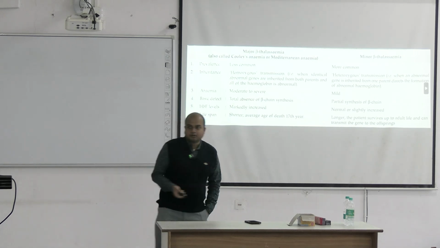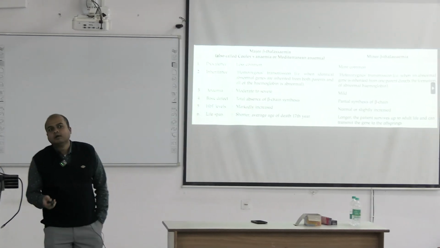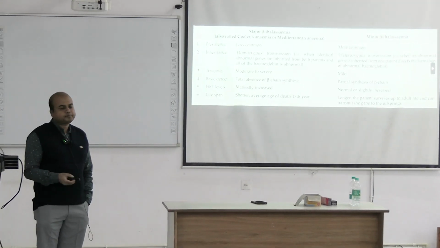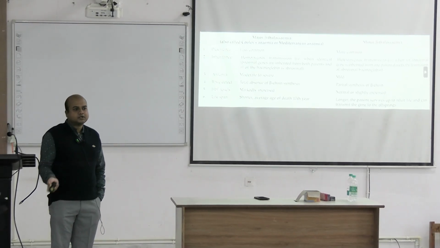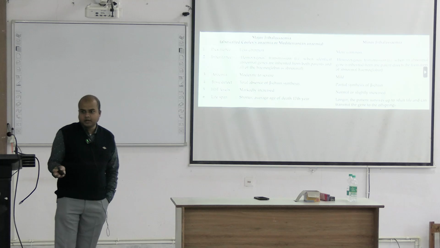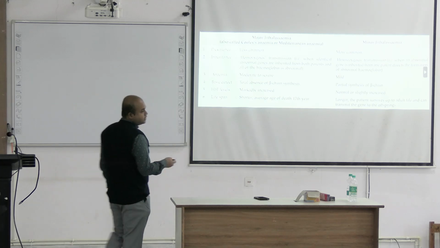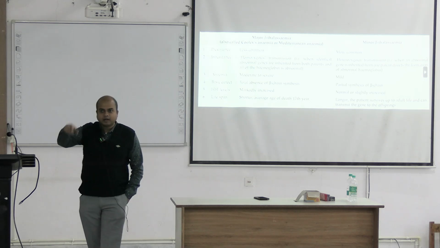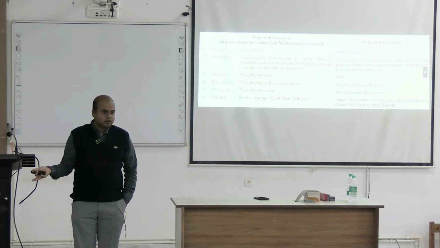Obviously there is nothing to be happy about in a disease, but in minor beta thalassemia the life span is longer and the patient survives up to adult life. Thalassemia, this is common knowledge, should be screened before marriage, because it can transmit the gene to the offspring. Again, as we showed, if both parents are heterozygous, there is at least a 25% chance of it being passed on to the child.